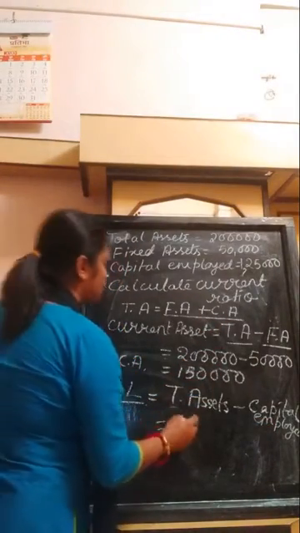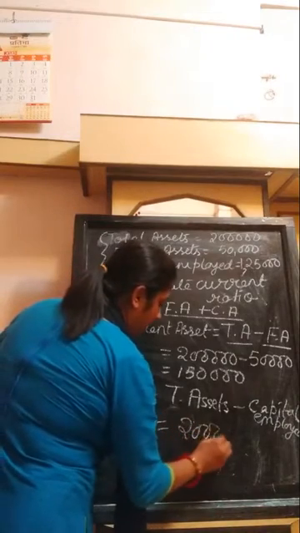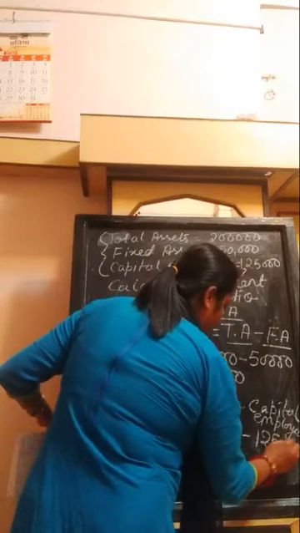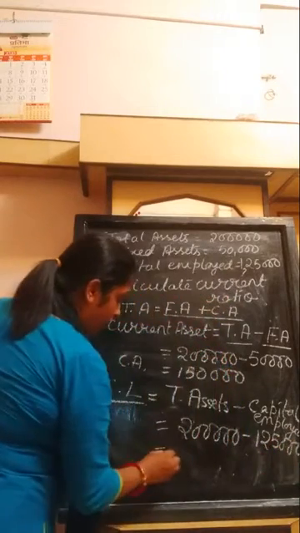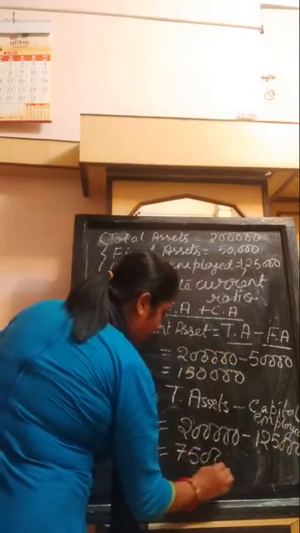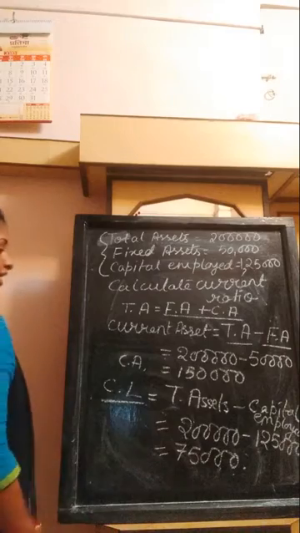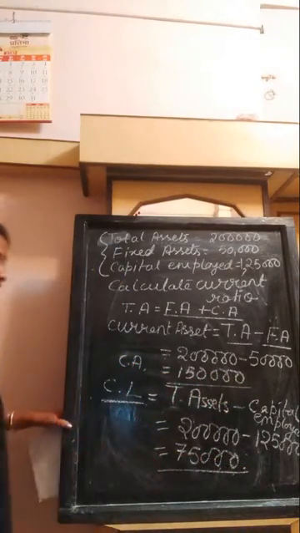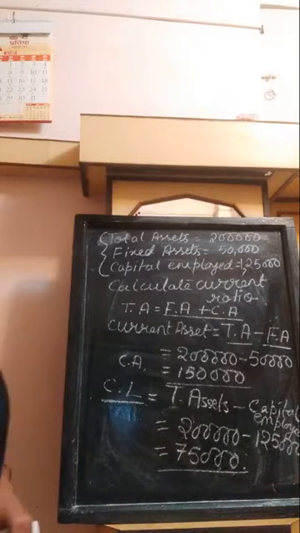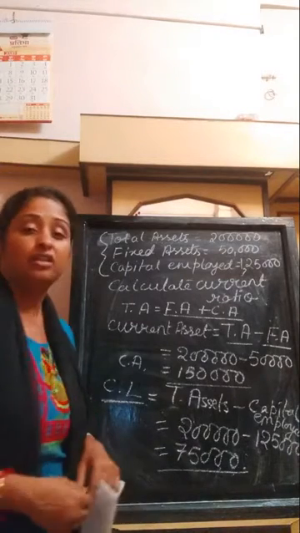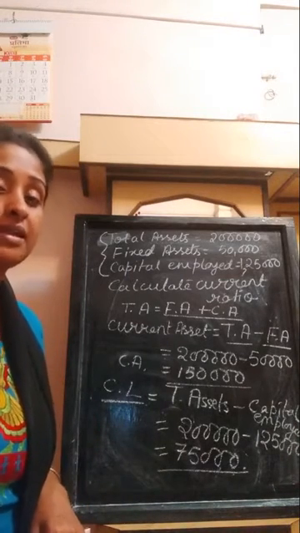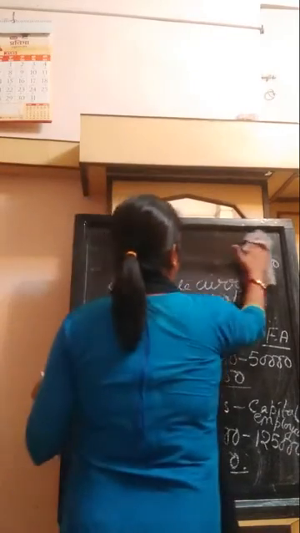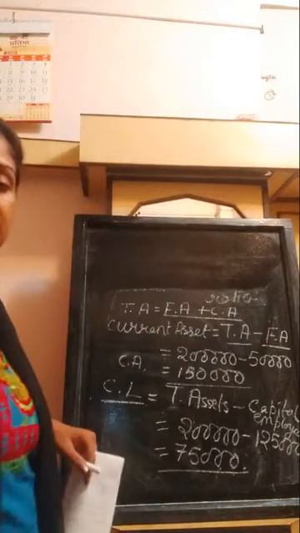Now total asset was rupees 2 lakh and capital employed is given as rupees 1,25,000. So we get 75,000 as the answer for current liability. Now we have current asset as 1,50,000 and current liability as 75,000. So we will divide these two, because the formula of current ratio is current asset divided by current liabilities.